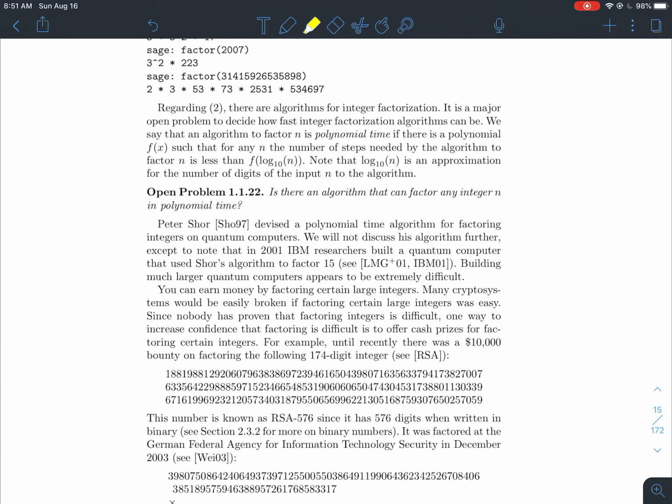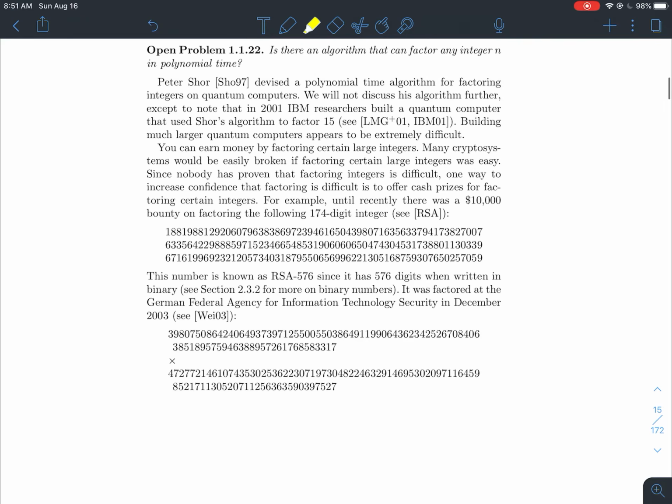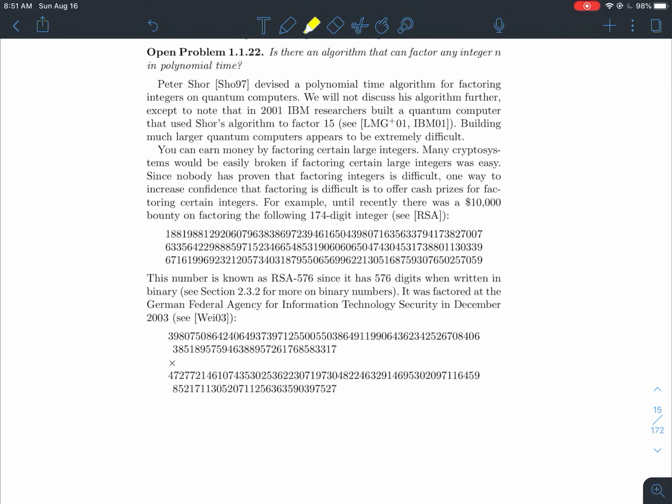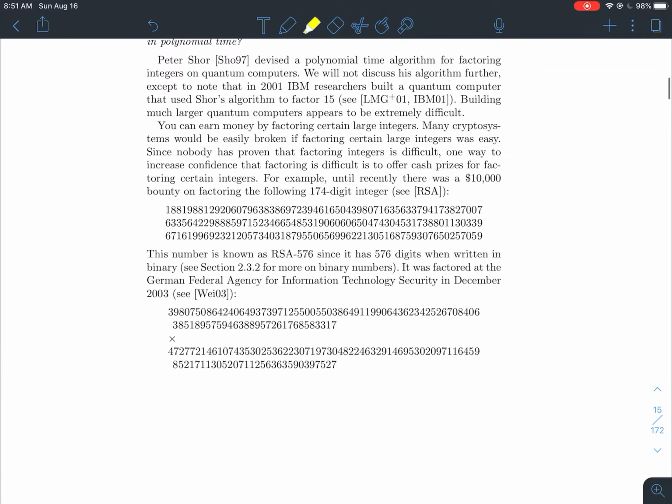So we'll look more in depth at RSA later on in chapters 3 and 4, I believe. But right now, it's telling us that you can get paid a substantial amount of money, I guess, to try to factor some of these numbers.